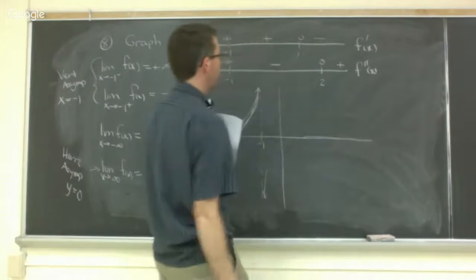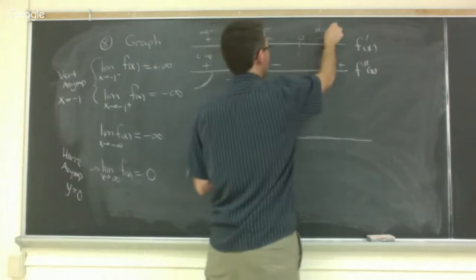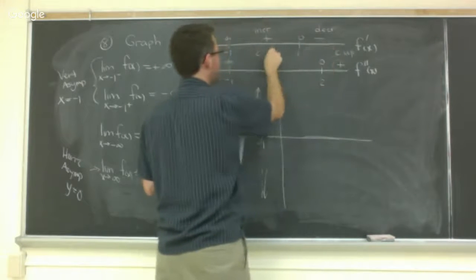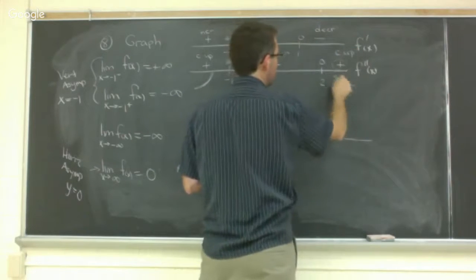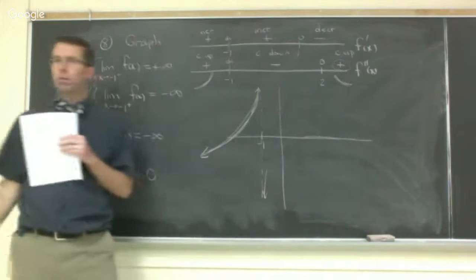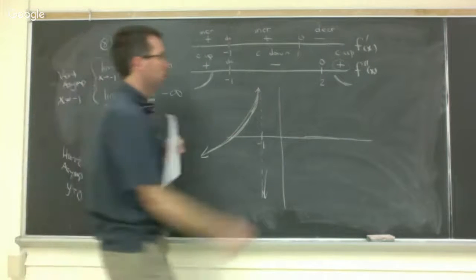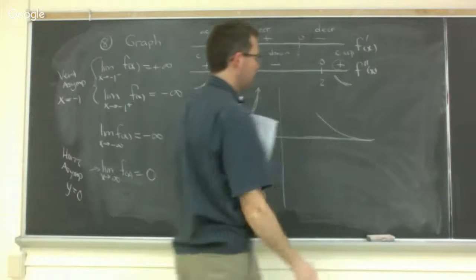So let's figure out some more shapes. This is going to be increasing and decreasing. This is concave up. This is concave down. Decreasing concave up has to look like that, which is consistent with the horizontal asymptote. And so it's going to be doing something like that.